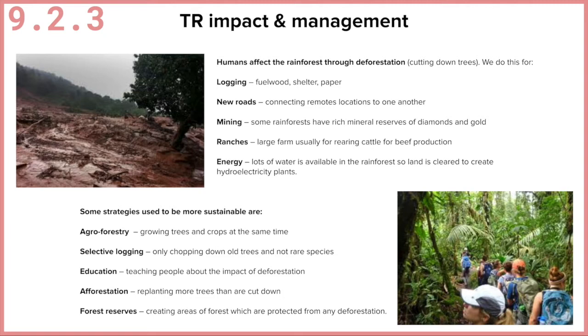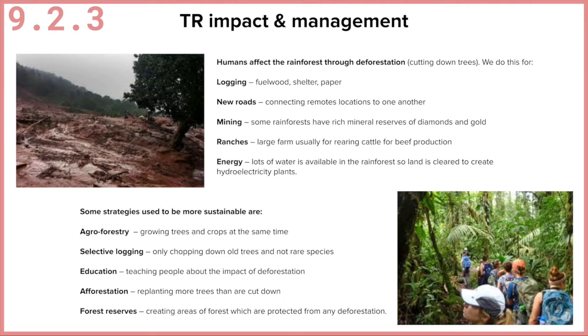Now, some of those things include logging. So we're chopping down trees for fuel wood, so we're burning the wood that's been chopped down, to use it for shelter, or to produce things like paper. We also have to get from A to B. We may have cities on different sides of the rainforest, and they chop down part of the rainforest to put large motorways or rail networks or even power lines through the rainforest to connect places together.